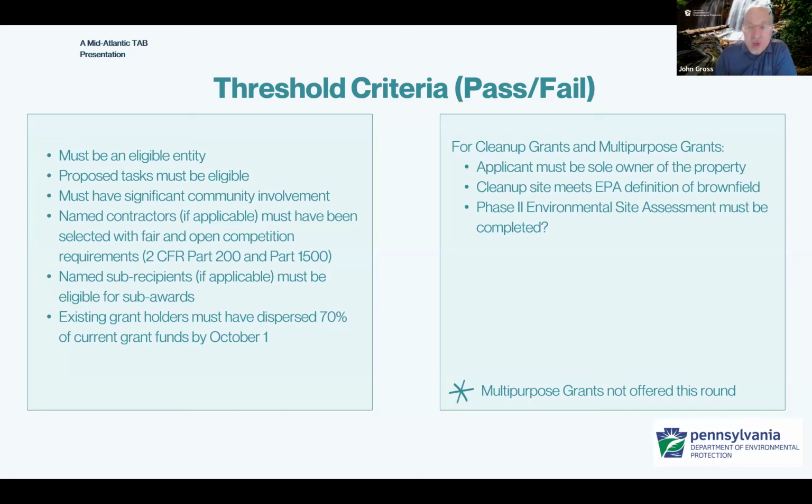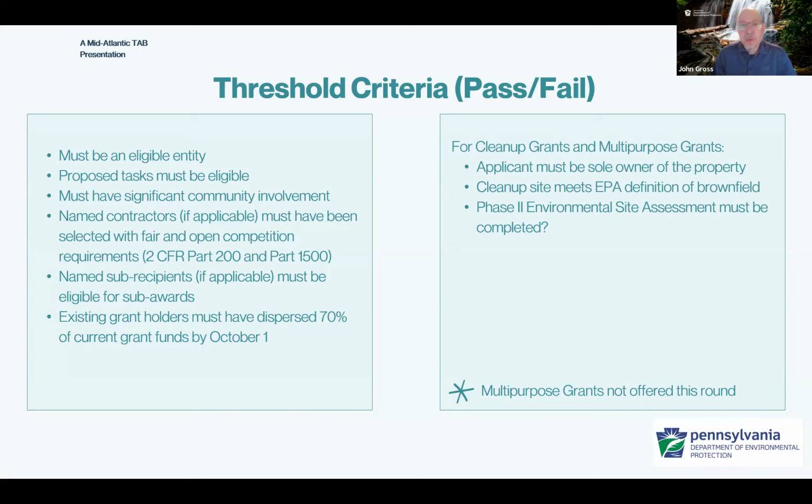Subrecipients also have to be eligible for those subawards under the same criteria. And existing grant holders must have drawn down 70% of the grant funds. So if you're a previous holder, you have to spend 70% of those funds before you can apply for another one. If you haven't met that, you're obviously going to be disqualified.